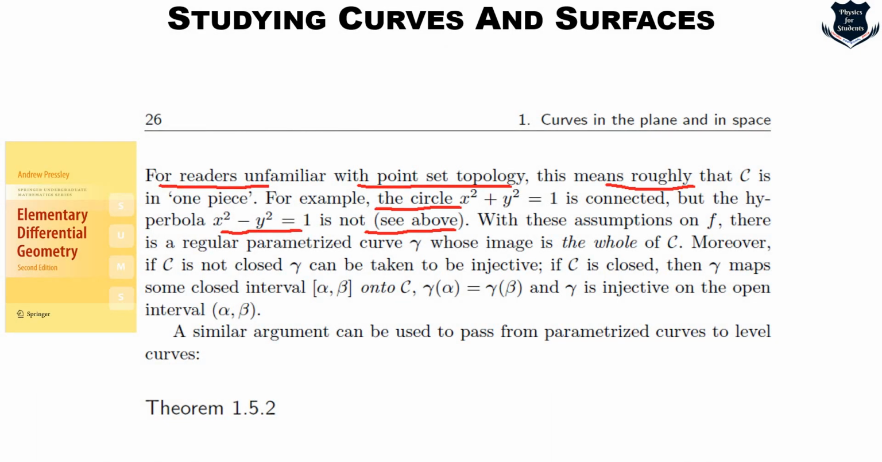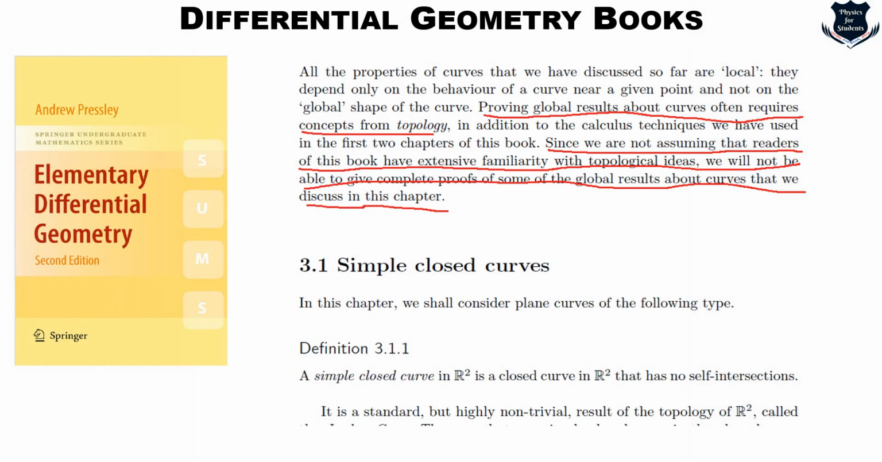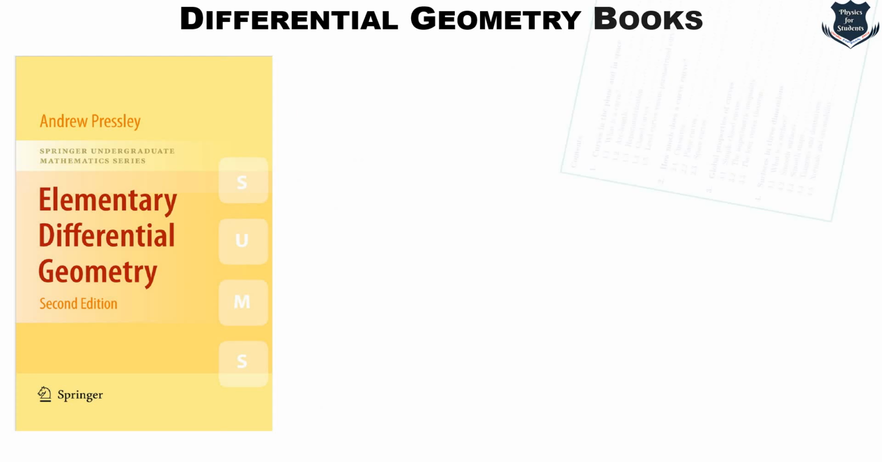Here also I would like to point out a note for readers unfamiliar with point set topology. This means roughly so and so. That means this is a self-complete book, right? Because it is explaining what point set topology is. So I've just given a note that proving global results about this concept of topology, since we are not assuming readers know it, shows again that it is not assuming readers to know topology.